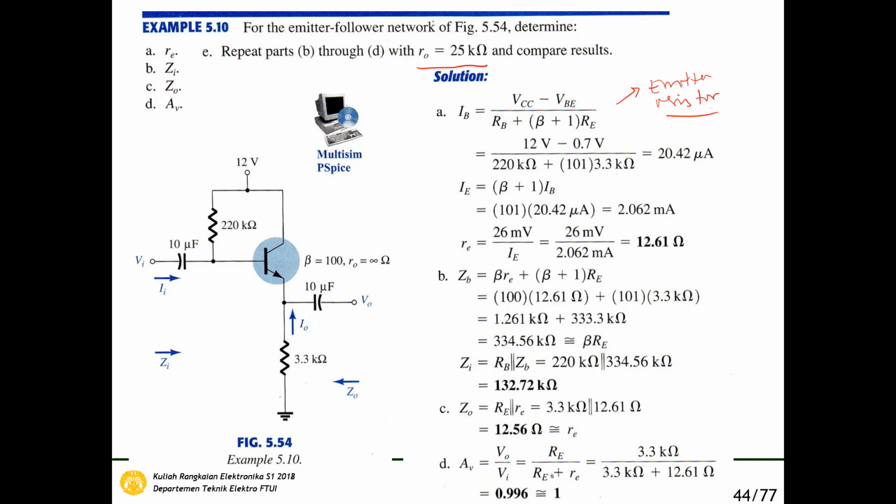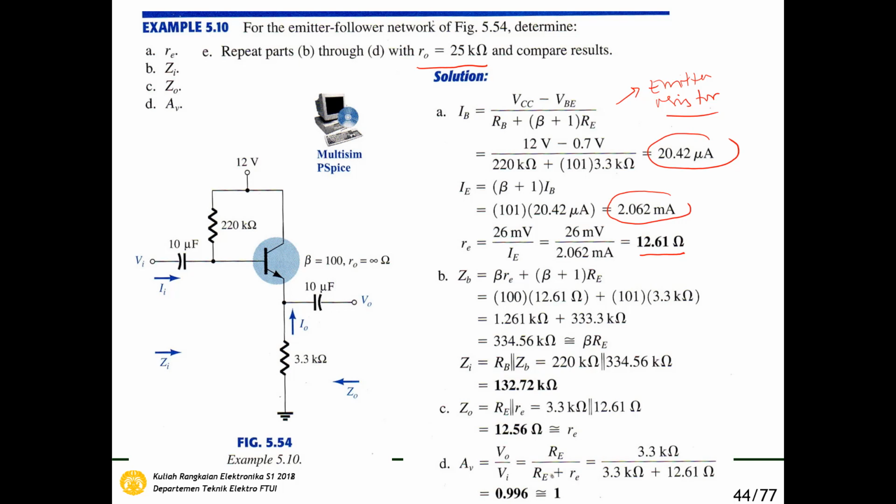So we got that IB is 20.42 micro ampere. And then IE is (beta plus 1) IB. So we got that IE is 2.062 milliampere. And then re is 12.61 ohm. So from here we can see that re is very small, only 12.61 ohm.